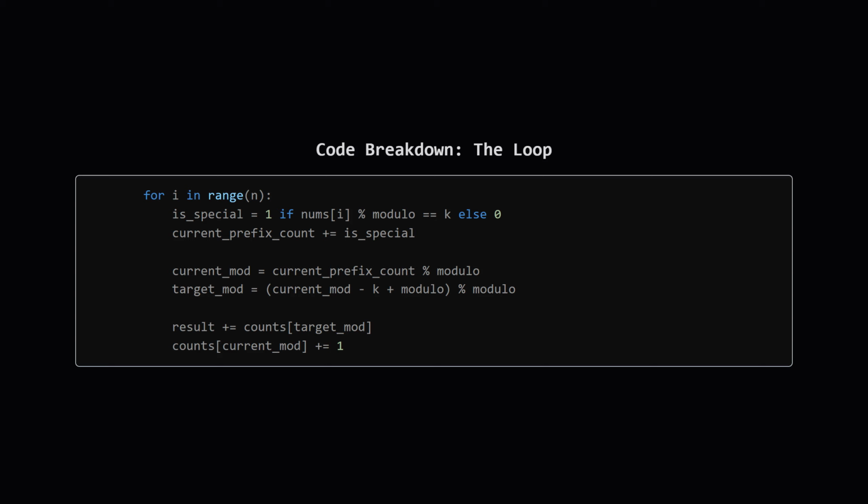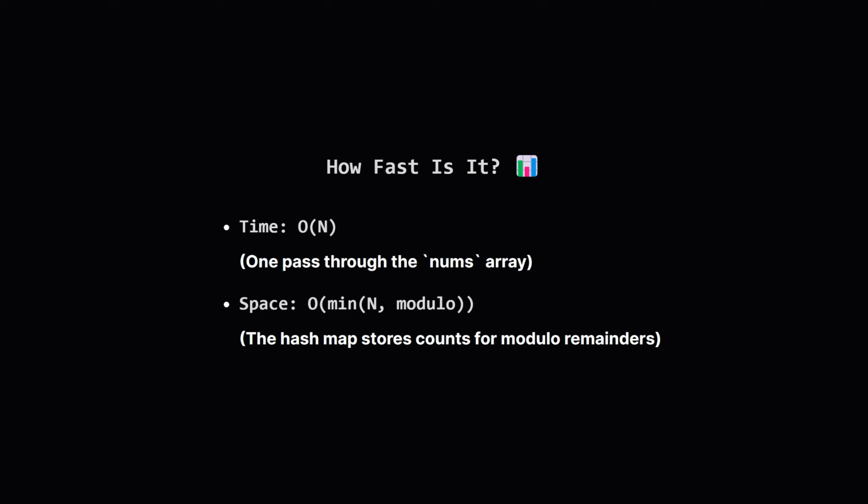So how efficient is this approach? We iterate through the input list nums exactly once. Inside the loop, all operations, arithmetic, hash map lookups and updates, take roughly constant time on average. So the total time complexity is directly proportional to the number of elements in the list, which we call big O of n, or order n time. That's excellent.